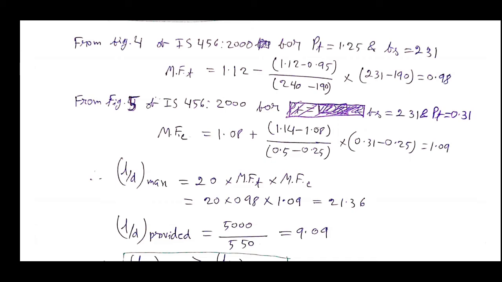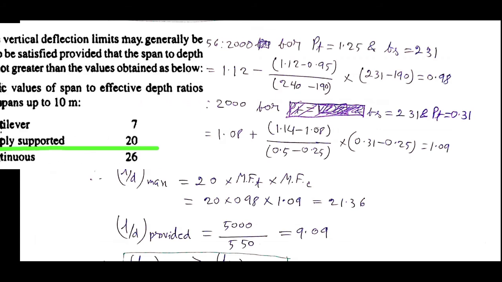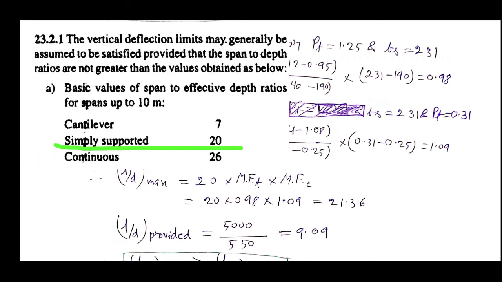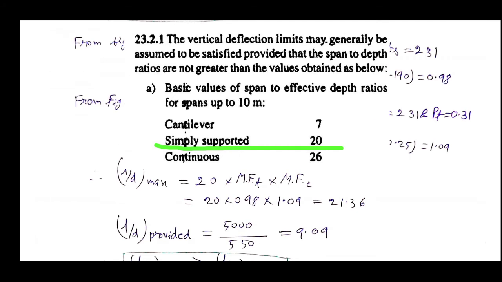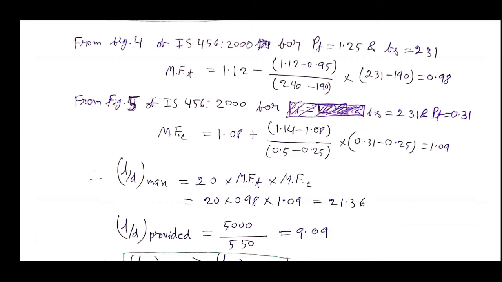Now L by d maximum, the length to depth ratio maximum, equals 20. This value 20 we get for a simply supported beam, and the clause number is 23.2.1 of IS 456 2000. So 20 into the modification factor for tension reinforcement and the modification factor for compression reinforcement.